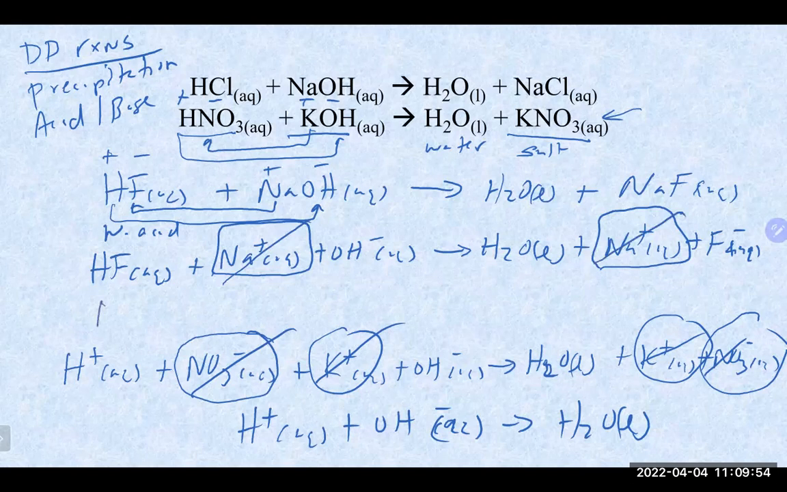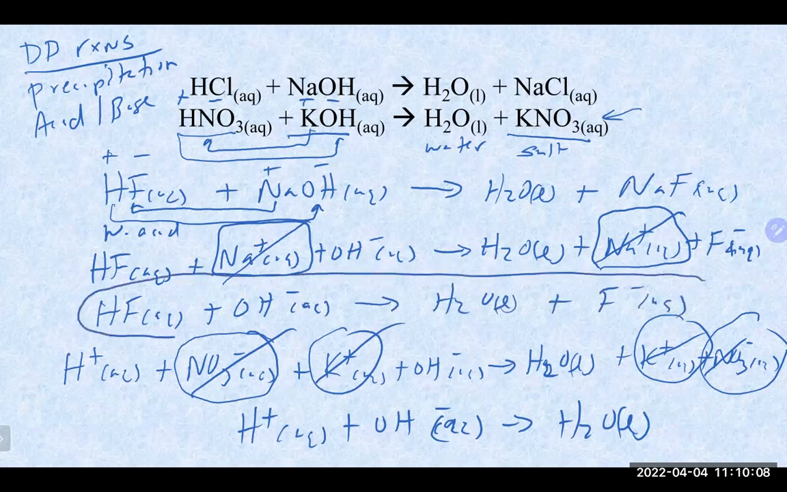What you would have is still the HF together for the net ionic equation, plus the hydroxide from the strong base, making our water. And you would have that F minus floating around. This is what the net ionic equation would look like, because we had that weak acid involved, and a weak base would work out the same way. That is what you have floating around in the solution.